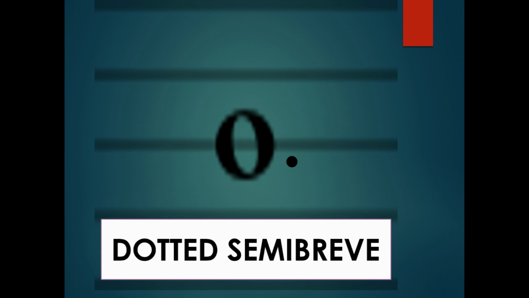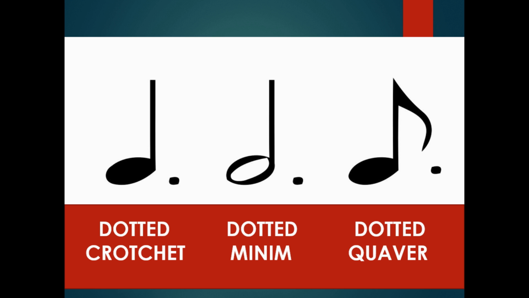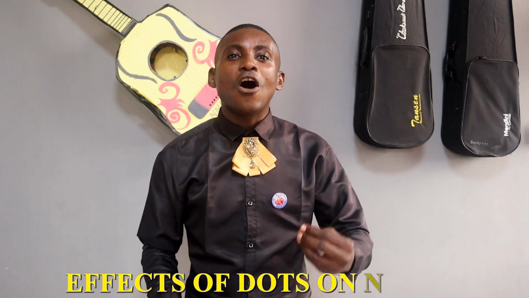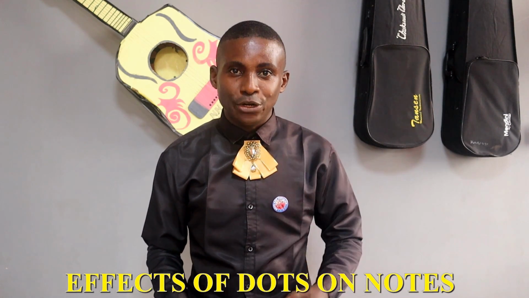Take for instance, you can see on the screen, this is a semibreve with a dot beside it. Now, instead of calling it a semibreve and a dot, you call it a dotted semibreve. We also have the dotted minim, of course the dotted crotchet, the dotted quaver, and so on and so forth. Now, the question is, what role does this dot play in a musical note? By rephrasing it, we could say, what is the effect of dots on a note?